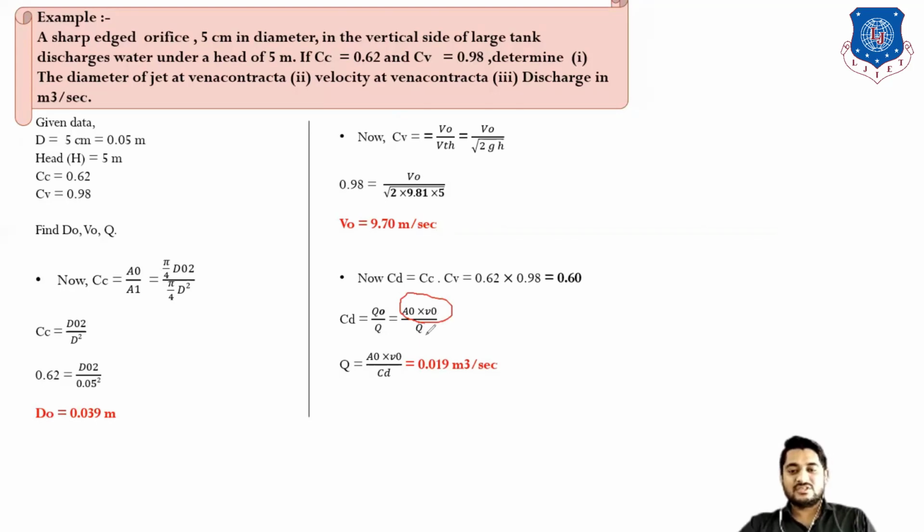So A0 V0 divided by Q. Here in this equation, we have to find the value of Q, so let us make Q the subject. Q is equal to A0 V0 divided by CD. Here A0 is already found, V0 is already found, and CD is already given. So Q is equal to 0.019 meter cube per second, which is our discharge value. Clear? So you have to use only three ratio equations, CC, CV and CD, for solving this example. Right? Let us move on to the next example.